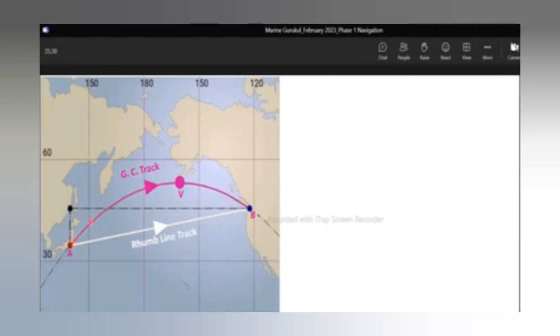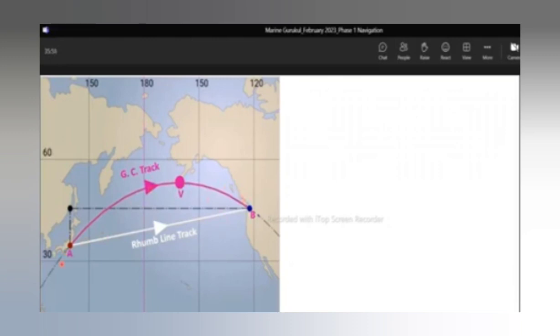On a Mercator chart, the GC track would be a curved track and a rhumb line track would be a straight line track. We all know that on Mercator charts, because the meridians are parallel straight lines, the rhumb line tracks are straight lines. Now here it may appear that the GC track is a longer distance, but that is not so. It is the GC distance along the GC track which shall be the shortest distance.